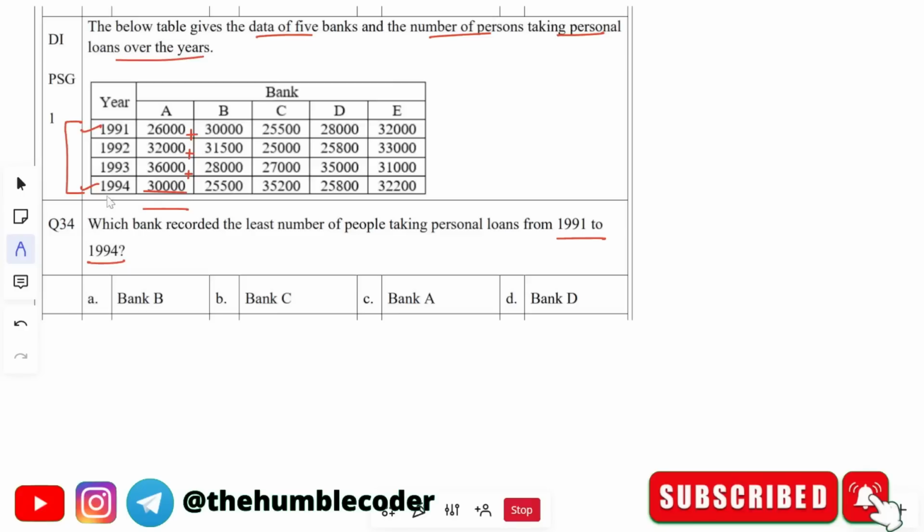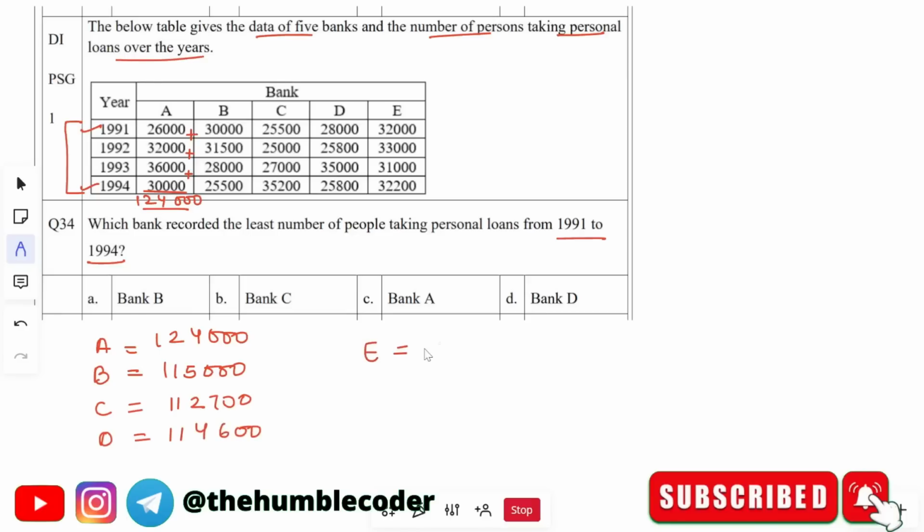If you sum all of these, for the first bank, bank A, you will get 1,24,000. I'll write all the sums here so that it is easy for you to read. So for bank A, it is going to be this value. For bank B, once you sum, you will find 1,15,000. For bank C, the total number is 1,12,700. For bank D, it is going to be 1,14,600. And for bank E, it is going to be 1,28,200. So we have noted down all the totals.